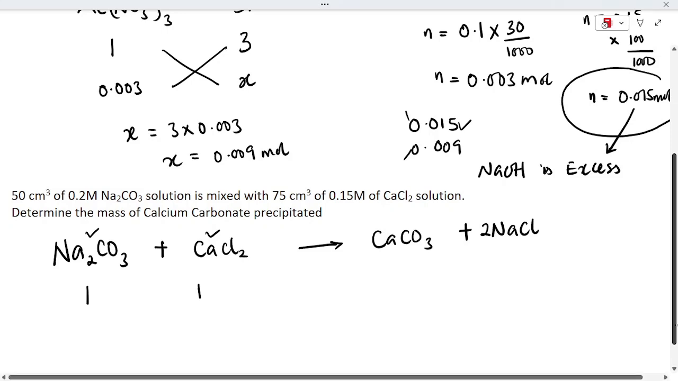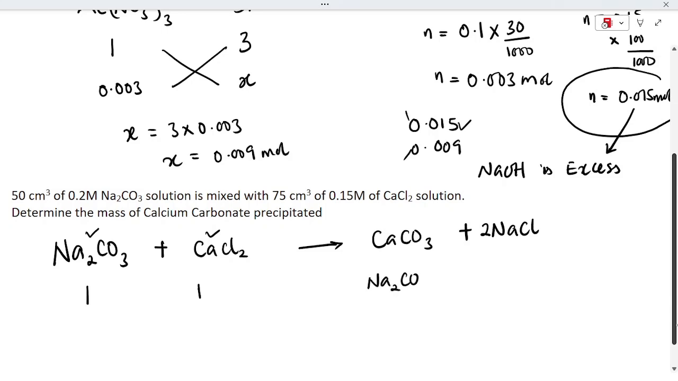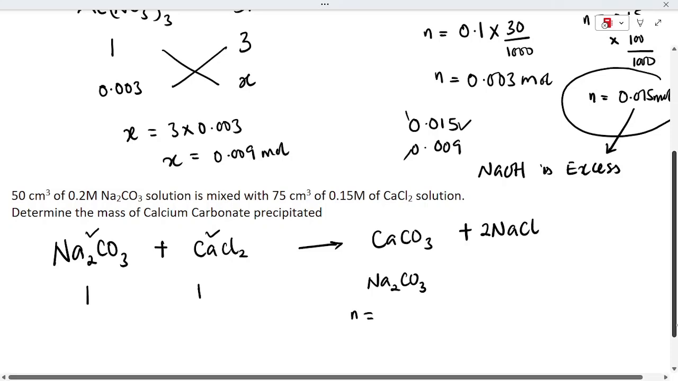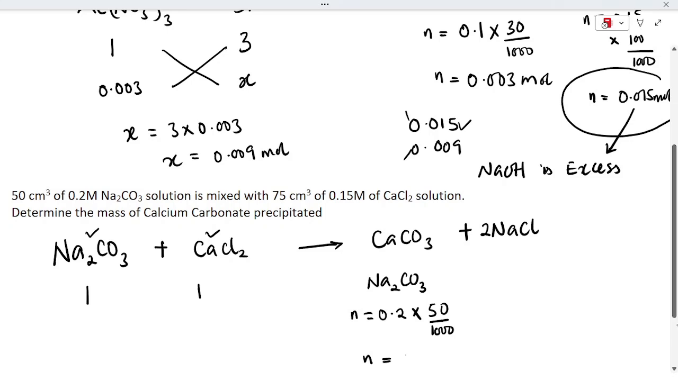Alright, so let us get the number of moles that's given. For sodium carbonate, again, remember, number of moles equals concentration times volume. So the number of moles equals the concentration, 0.2 times the volume, which is 50, again, has to be in decimeter cube. We divide by 1000. So the number of moles equals 50 times 0.2 should give us 10. 10 divided by 1000 should give us 0.01. Let me confirm. Yeah, that's correct.